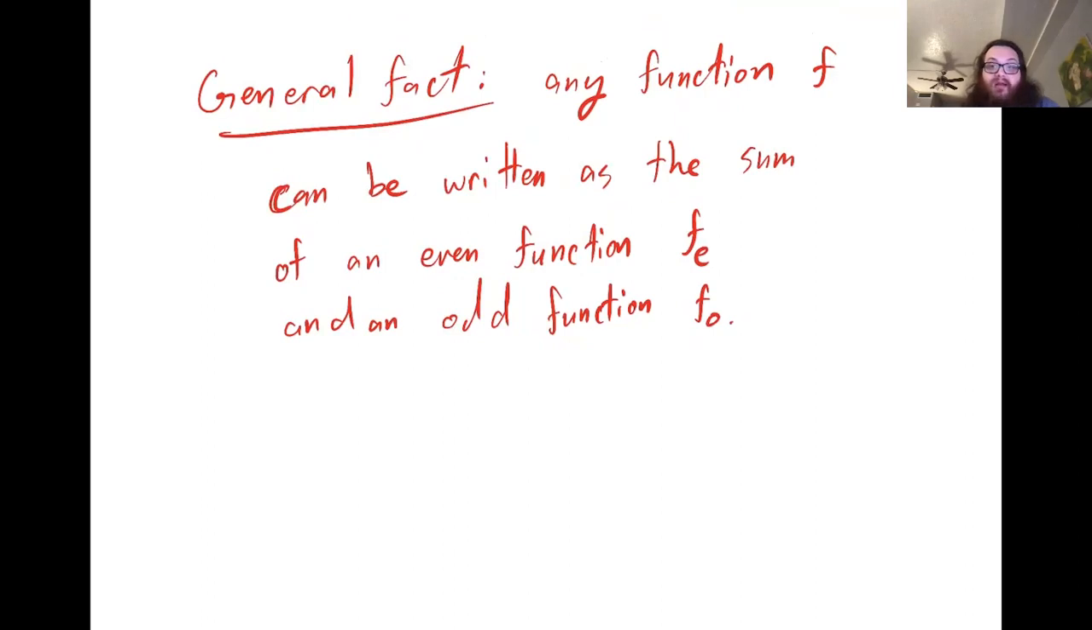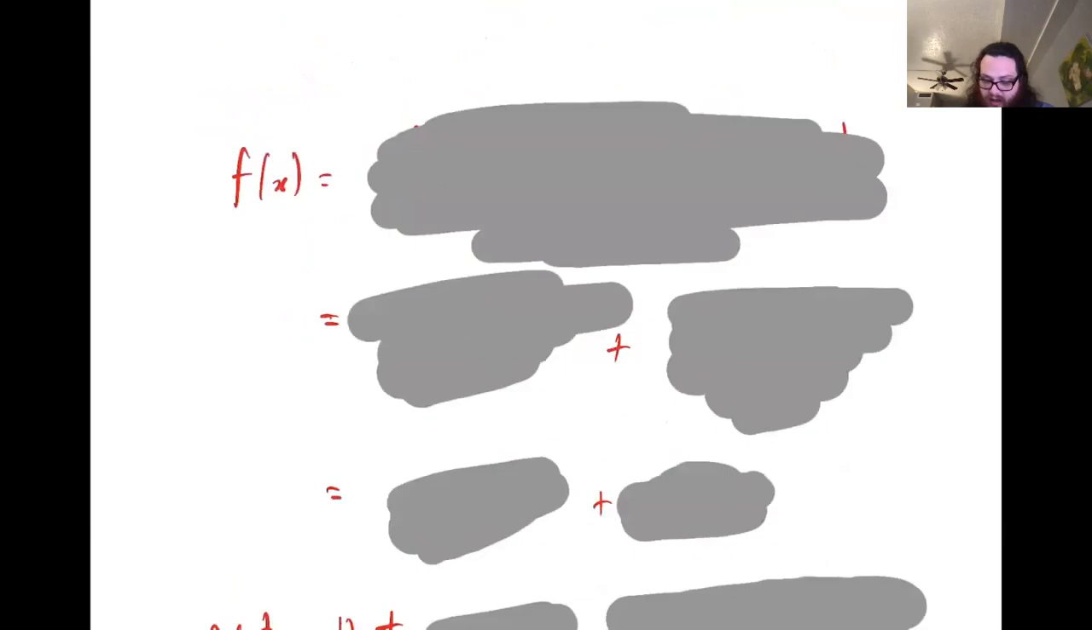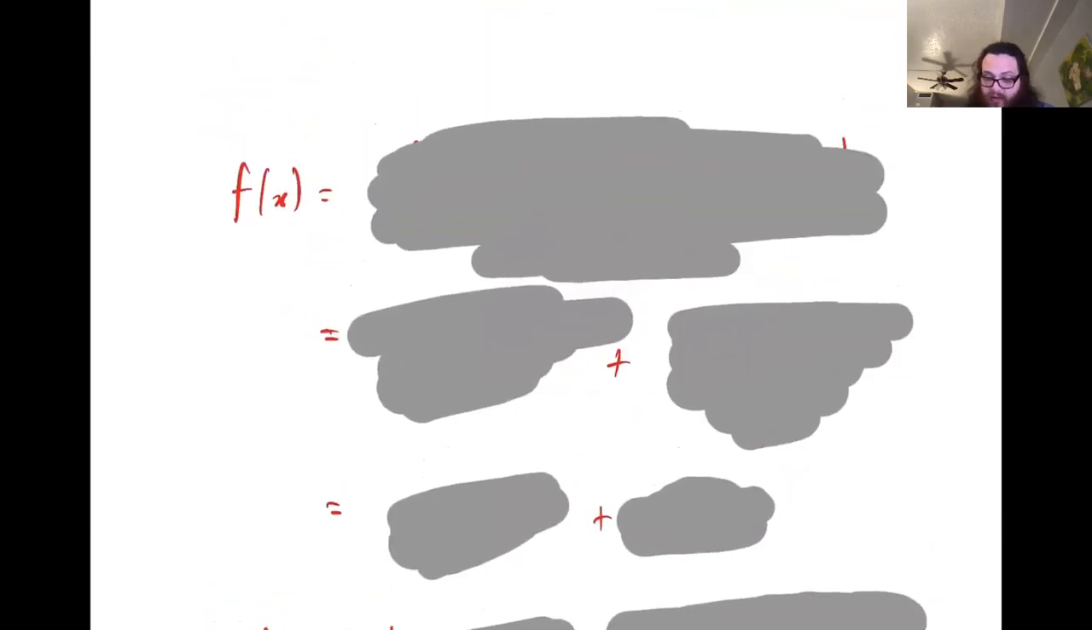And we've already seen this, because we've expressed a function in terms of its Fourier series. Its Fourier series consists of an even part, the cosine series, as well as the odd part, the sine series. Okay? But in general, this is true. Any function can be written as a sum of an even and an odd function. And the proof really isn't that bad.